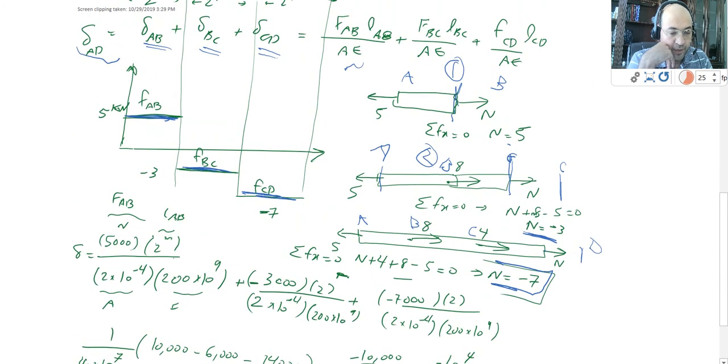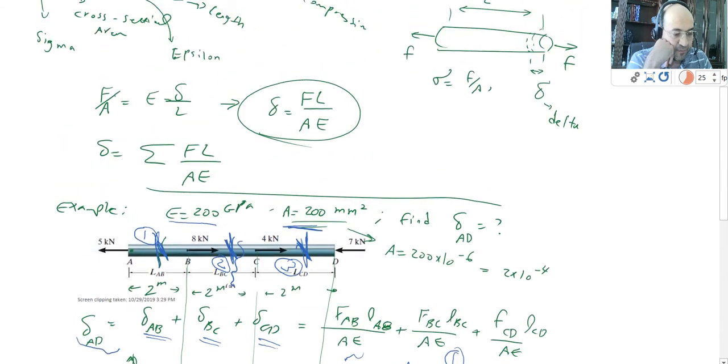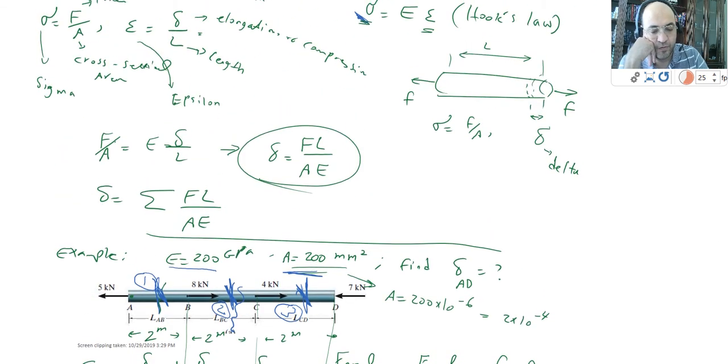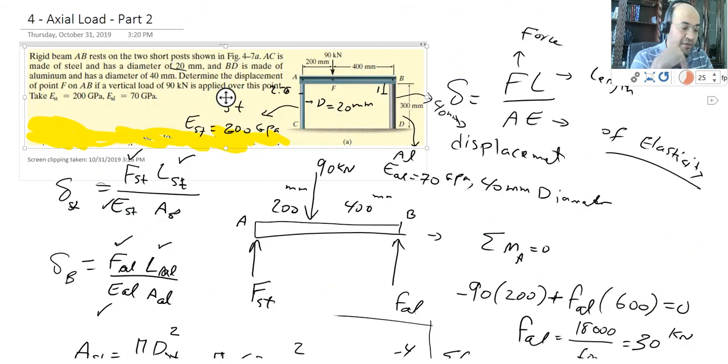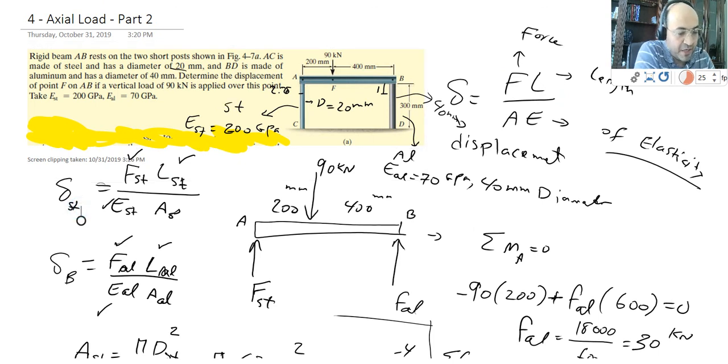So again, I'm going to move on to another example for axial loads. In the other example, the question will be a little bit more, like you have to do a little bit more thinking. It's not like the other problem. In this problem, we need to look into what exactly is going on.